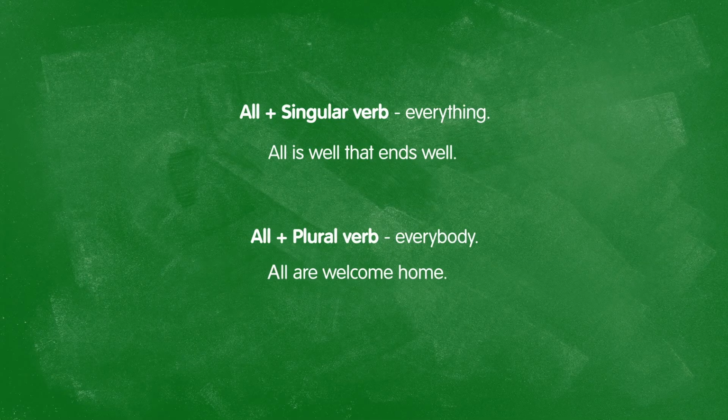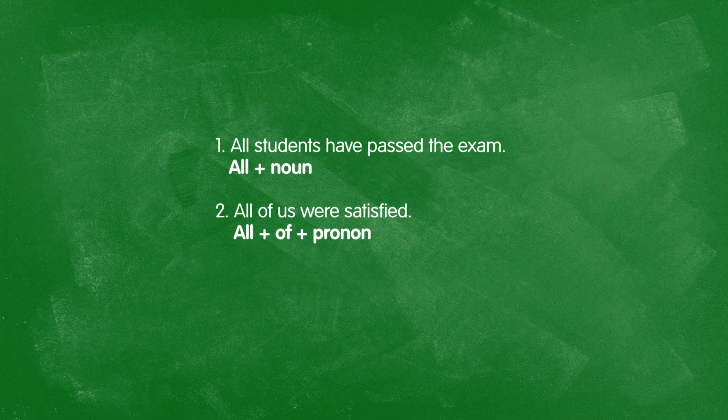Now, if we use all with a plural verb, we mean everybody. Just like in the sentence, all are welcome home. Now, be careful because when you use a noun after all, there is no preposition necessary. However, if you follow all with a pronoun, the preposition of is mandatory. For example, all students have passed the exam without a pronoun, and all of us were satisfied with a pronoun us.